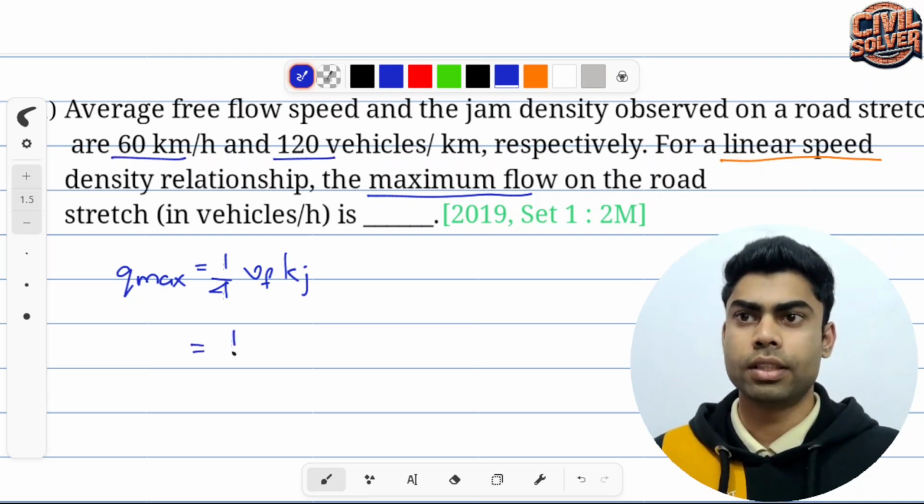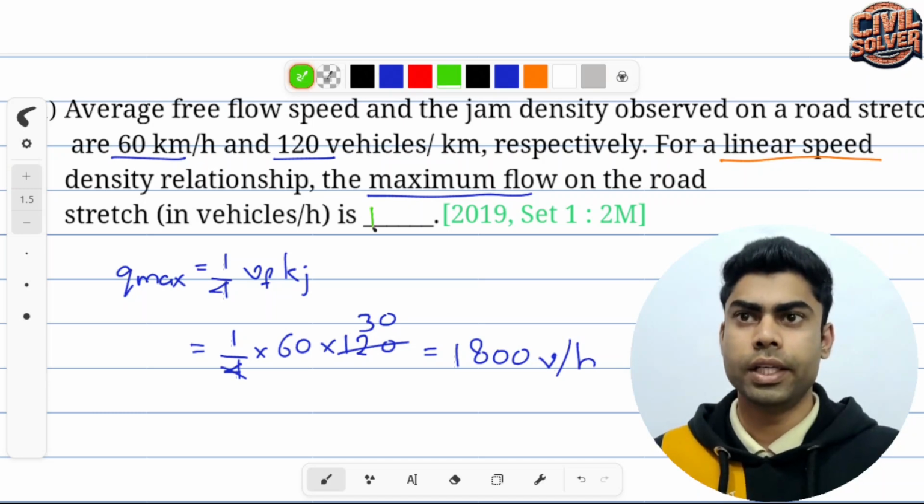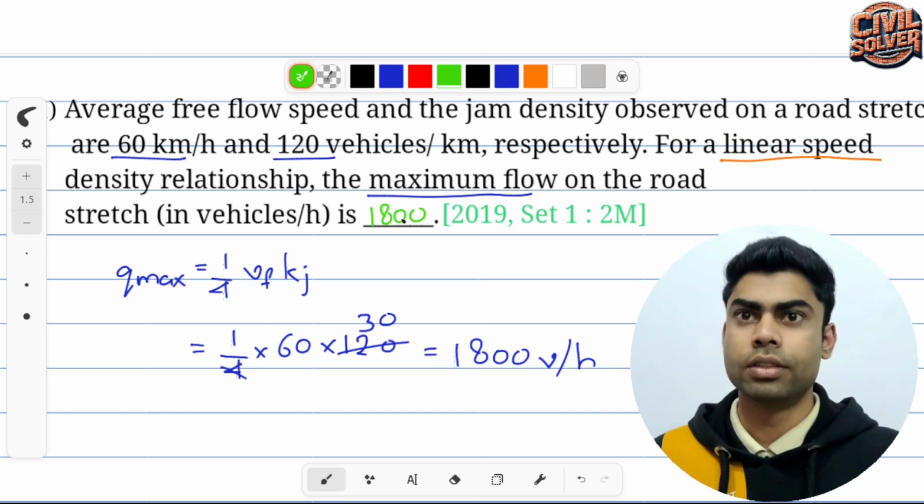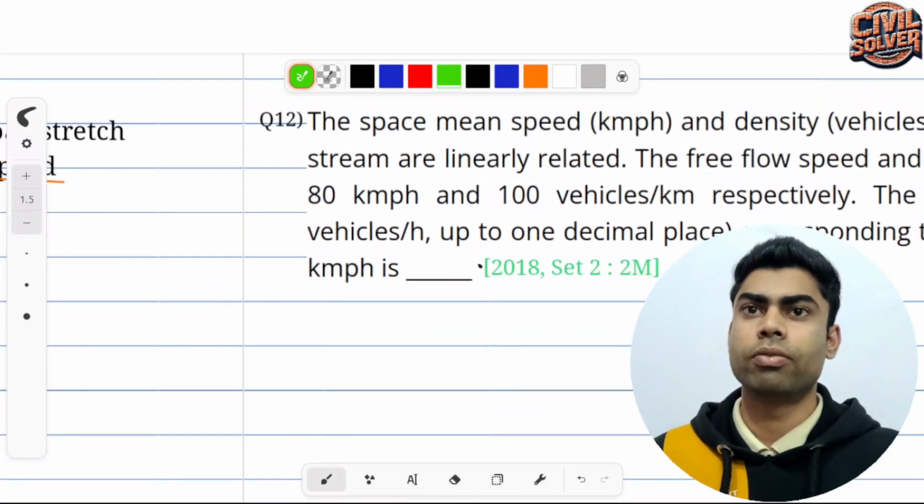So directly putting in the values, 1/4 into 60 into 120. This will cancel out as 30, so it will be 1800 vehicles per hour. So the answer is simply 1800. Very easy question, formula based, and it was a 2 marks question. Then moving on to the next question, we have question number 12.